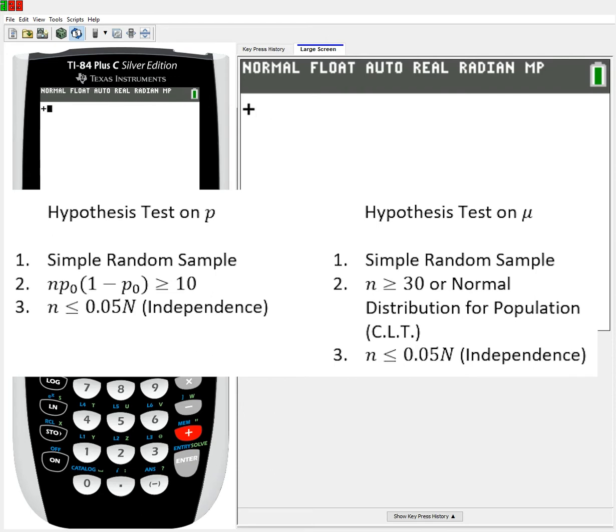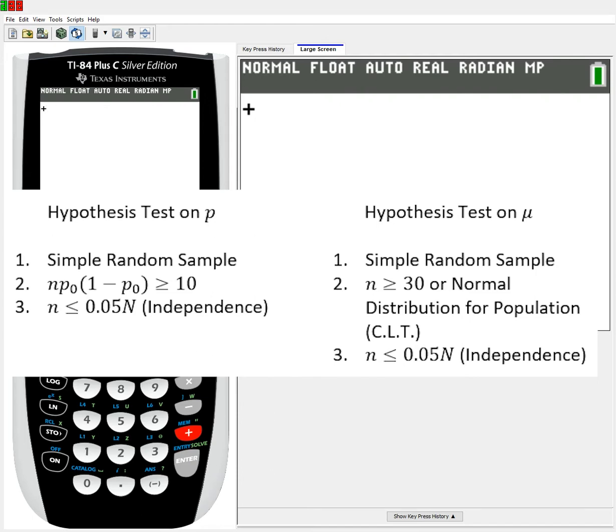We have similar checks for the mean. The only change is that instead of n p times 1 minus p, we check the central limit theorem, which says that we need either a normal distribution or we need to know that we have a big enough sample size, which typically means more than 30. These conditions should look familiar, particularly if you've already done confidence intervals, because they are the same conditions used for confidence intervals. The only difference is that with proportions, it's denoted as p sub 0 here instead of p hat. So it's a different proportion to keep in mind.